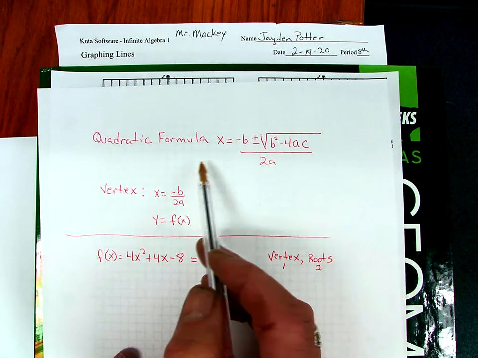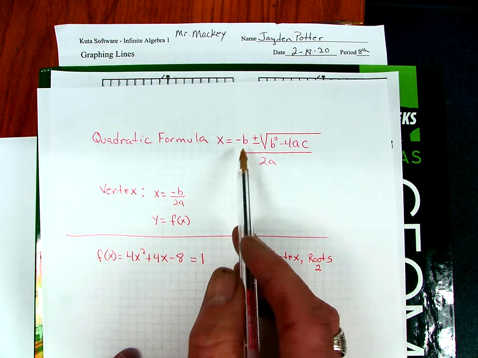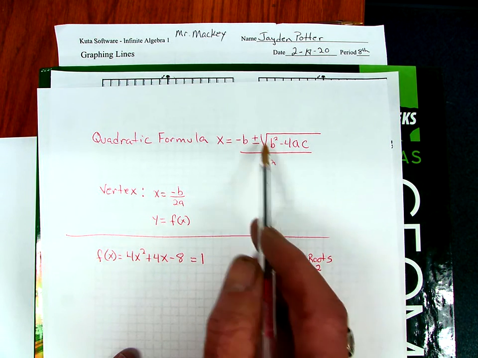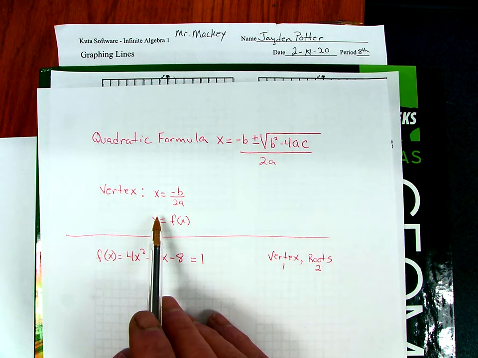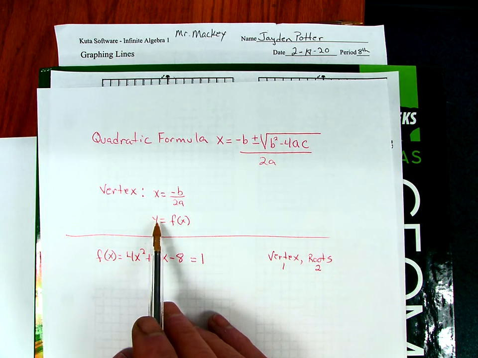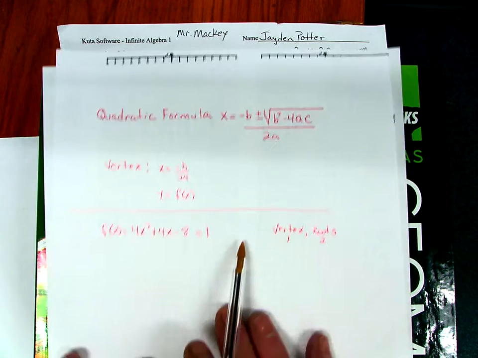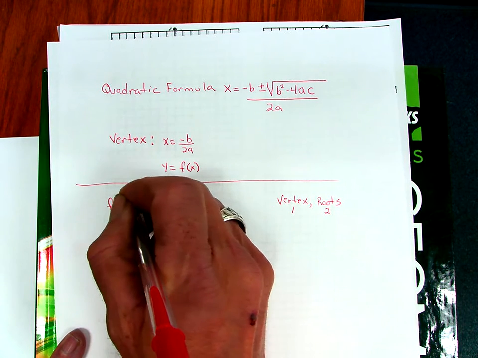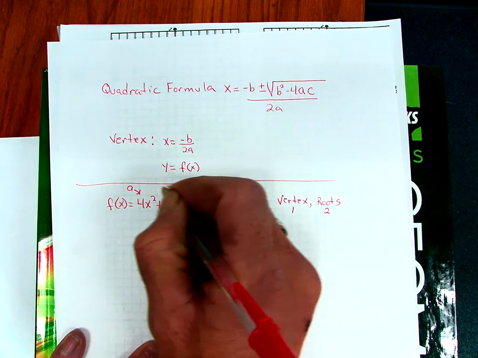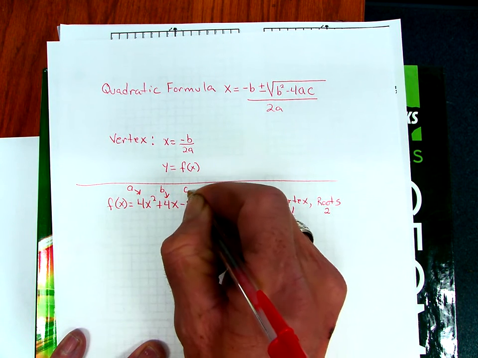We're going to use these 2 formulas here. This one is just the first part of this one. This is going to give us our vertex, the place where the parabola changes directions, and this one will give us our 2 roots. And here's our function. Remember, here's the A, here's the B, and here's the C.